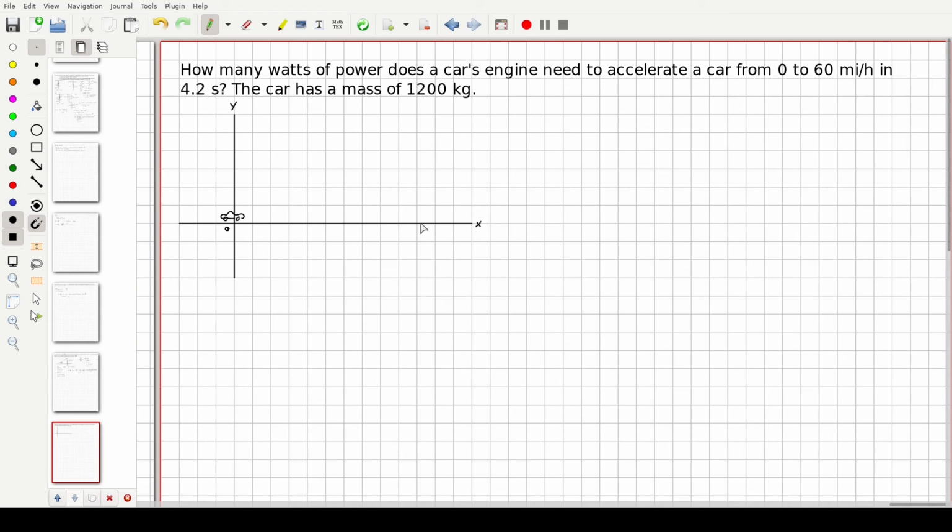Its initial position is going to be 0. Somewhere over here, we're going to have to calculate x potentially, maybe not, you'll see. Over here, the car has accelerated to a final velocity in the x direction of 60 miles per hour. Now, obviously, we're going to have to convert this to meters per second. Initially, though, the car's initial velocity is 0. We also know that the car has a mass of 1,200 kilograms. It takes 4.2 seconds for the car to get from here to here. So we're being asked for watts, which obviously is power. So let's just go ahead and write out our givens.